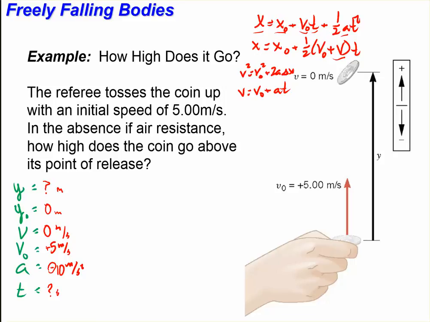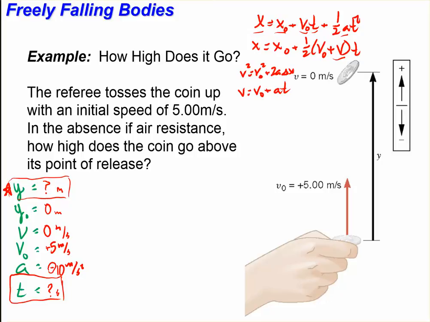So the next step is to look at our unknowns. Our unknowns at this point are final position and time. The question asks us how high does it go? In other words, it's asking us what is its final position. So therefore, I'm looking for y final, and I'm not interested in time.